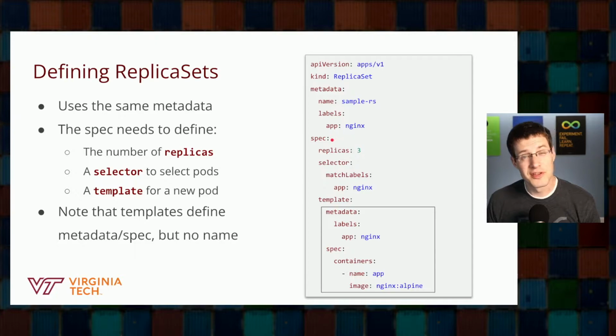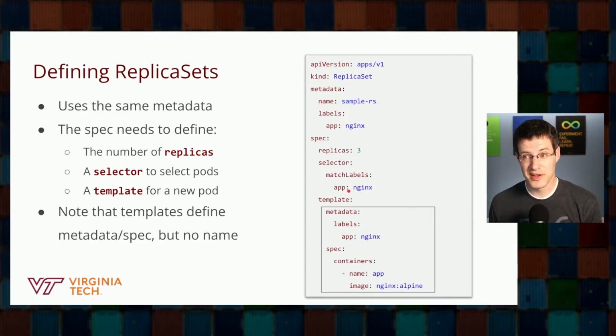Now the spec looks a little different because now we're providing the specification for a replica set. And in the replica set, I can specify the number of replicas that I want to run, in this case 3. Then I also provide a selector and say, this replica set is going to manage all pods that match this label. And we'll try out some various scenarios here as well.